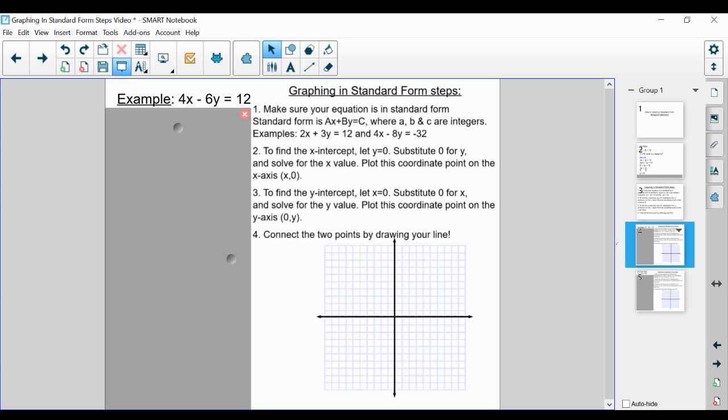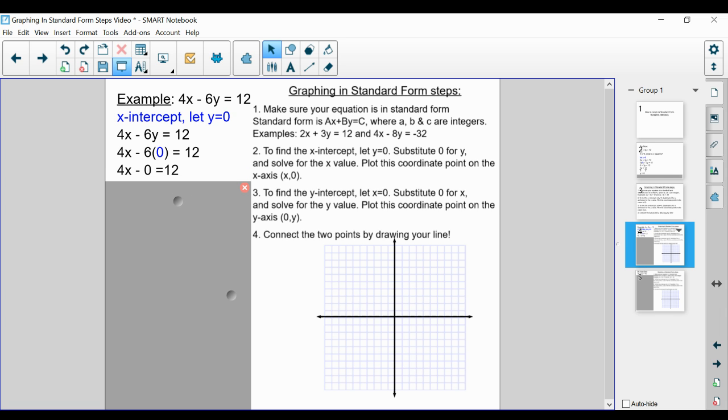Awesome. So now we're going to find the x-intercept. We're going to let 0 be the y value, or y is equal to 0. So we go back to our original equation, 4x minus 6y is equal to 12. We substitute in the value of 0 for y. So now we have 4x minus 6 times 0 is equal to 12. We can simplify negative 6 times 0, and that's just 0. So we have 4x minus 0 is equal to 12. Well, 4x minus 0 is just 4x. So now we have 4 times x is equal to 12.